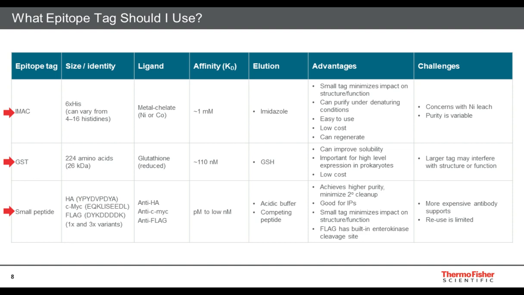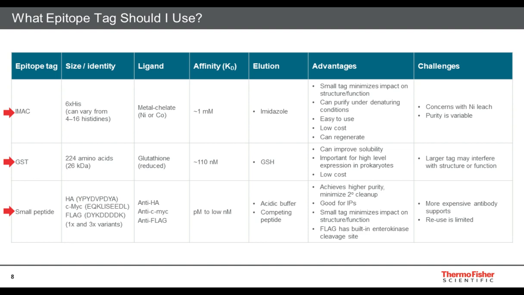Small peptide tags have the advantage of a small size, like the His tags, but the affinity with their corresponding antibody supports is orders of magnitude higher, enabling much cleaner protein preps. The disadvantage is cost of these resins and minimal reuse and regeneration.